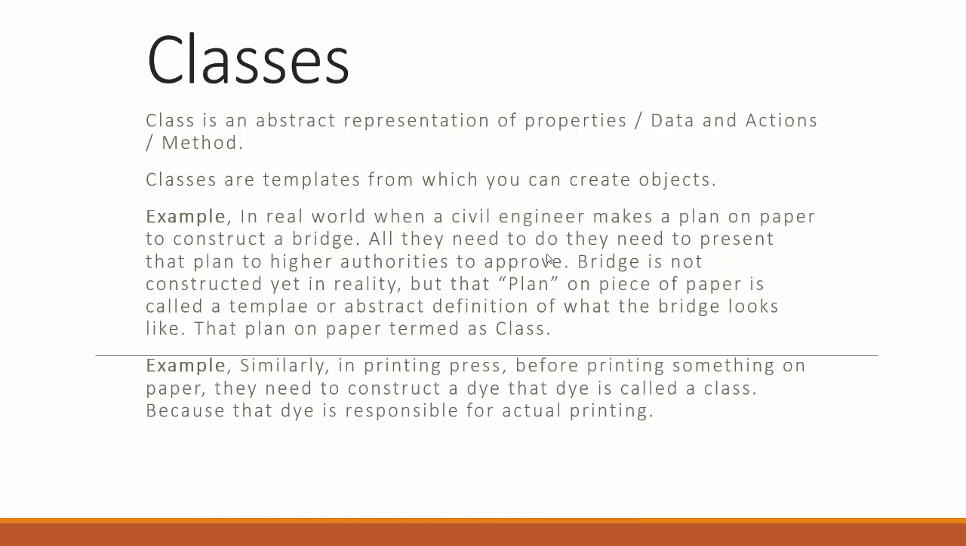Similarly, there is one more example, usually in a printing press. If we want to print thousands of papers, before the actual printing they construct a die that fits into the printing machine, and that die is capable of printing thousands of papers. So that die is termed as a class. These are the basic concepts of classes, that is, what a class actually means.